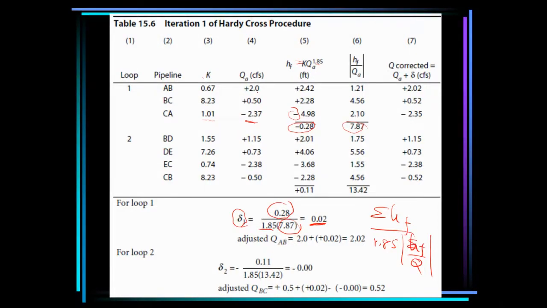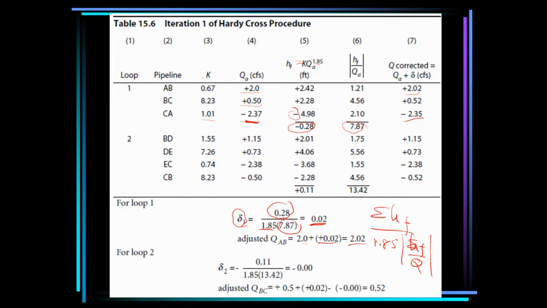For AB, the assumed flow rate is 2. So it will just be 2 plus delta 1, which is 2.02, which is this one. Here we also add delta, and for this one we also corrected the common pipe, okay? We add plus delta, which is 0.02, so it becomes minus 0.35.